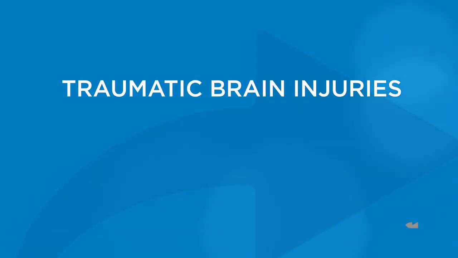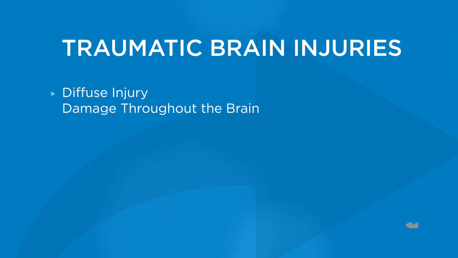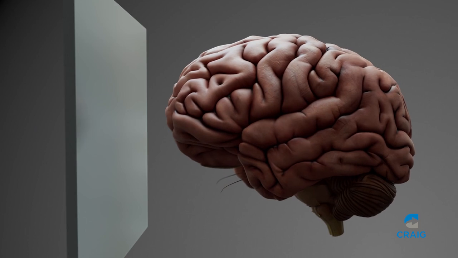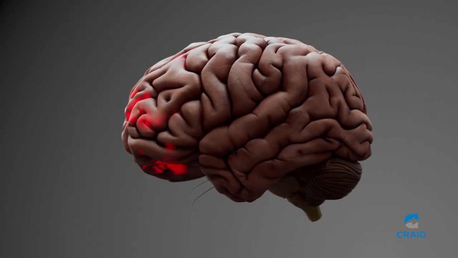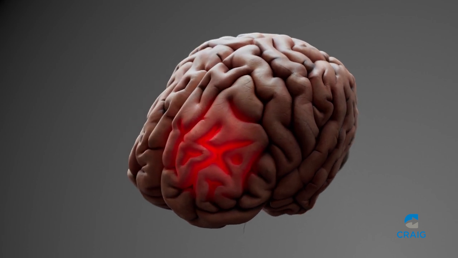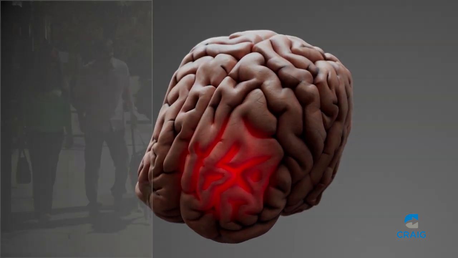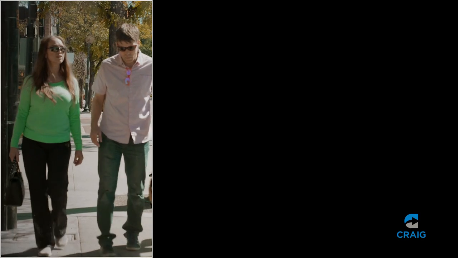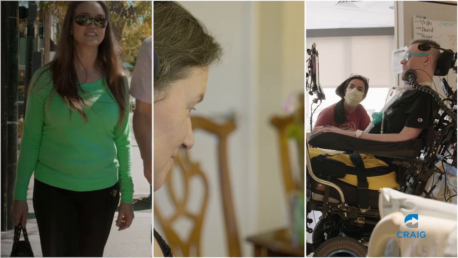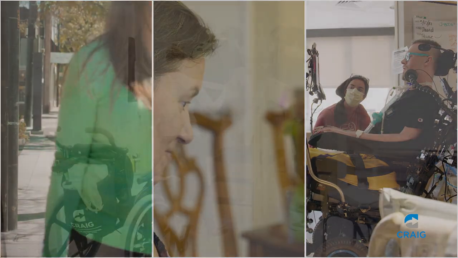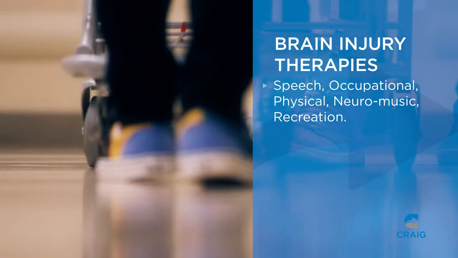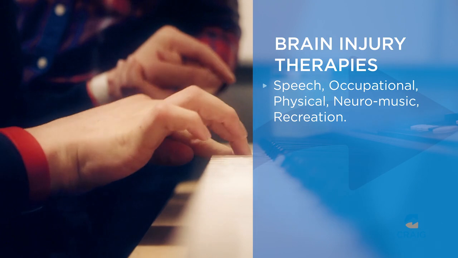There are primarily two types of traumatic brain injuries: a diffuse injury and a focal injury. A diffuse injury can cause damage to several parts of the brain where neurons become sheared or torn. A focal injury causes damage to a specific part of the brain. Brain injuries are different for each person because of the way they occur, which part of the brain was injured, and the severity of the injured area. Brain injury rehabilitation may include therapies like speech, occupational, physical, neuromusic, and recreation.